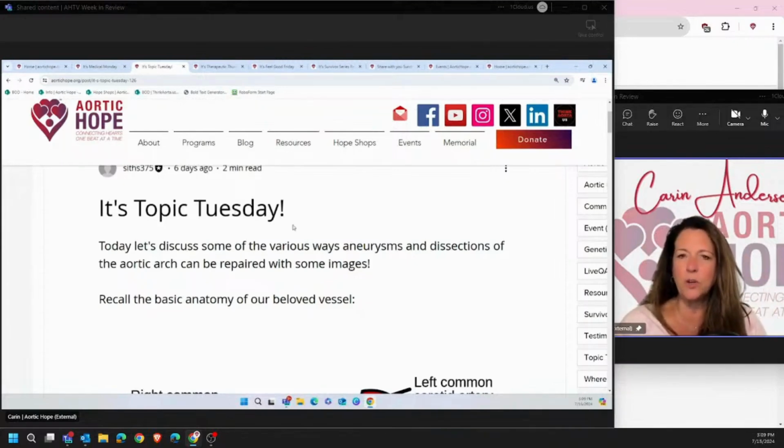He is our third-year med student, and he wants to talk about the various ways that aneurysms and dissections of the aortic arch can be repaired. Awesome. We haven't done that before. So let's talk about the basic anatomy of the aorta.